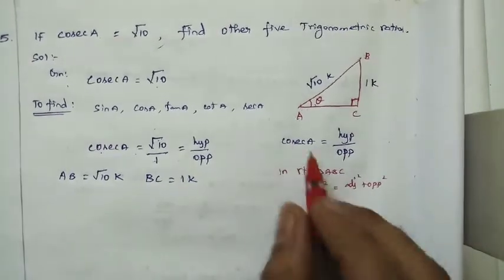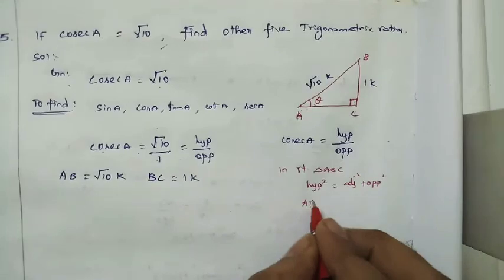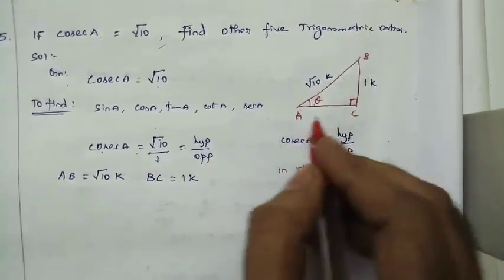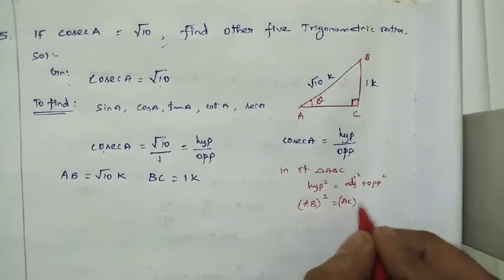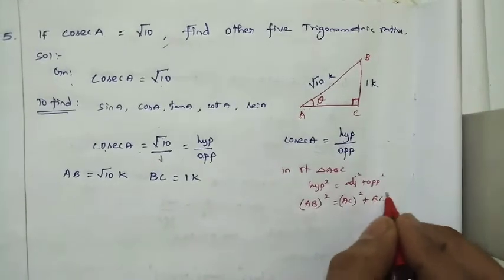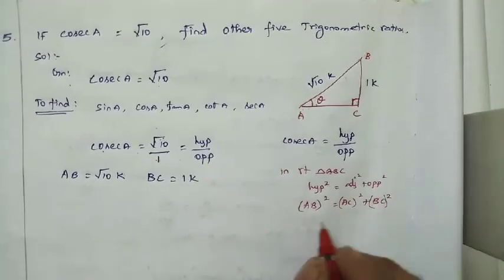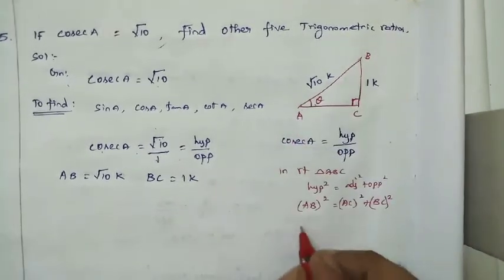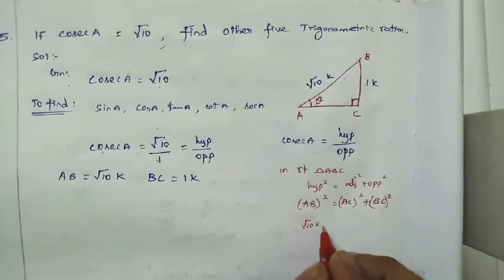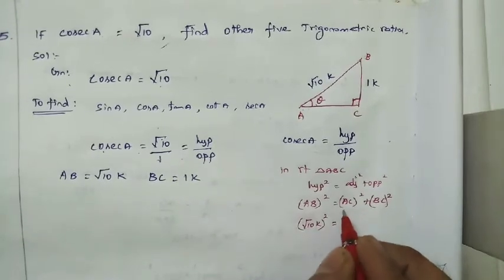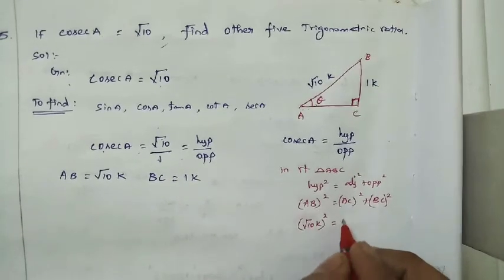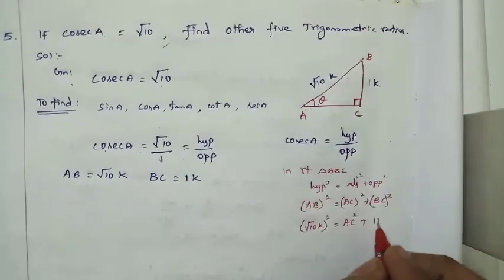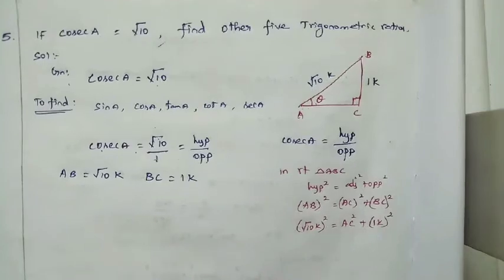So what is the hypotenuse here? Hypotenuse is AB. AB the whole square is equal to adjacent side, which is AC, square plus BC square. Substitute the values. AB is equal to root 10K, so root 10K the whole square is equal to AC square, which we don't know so keep as it is, plus BC, which is 1K the whole square. Simplify.